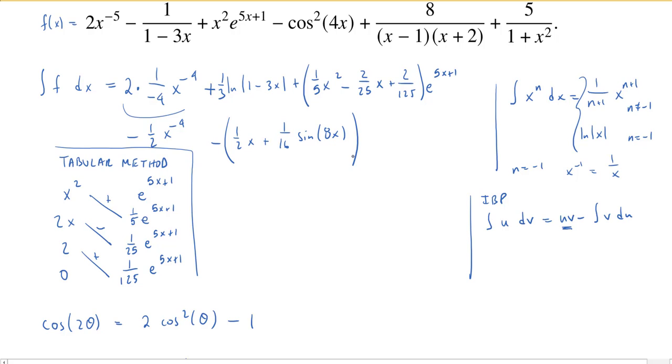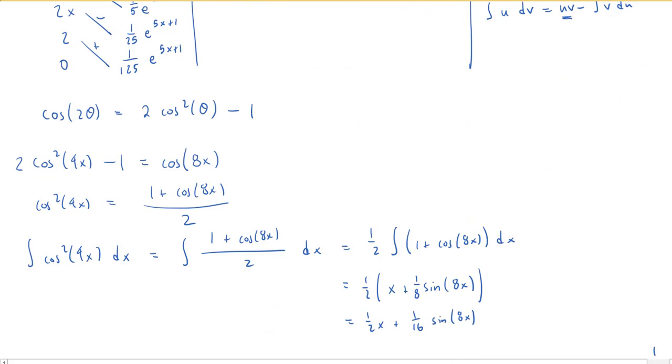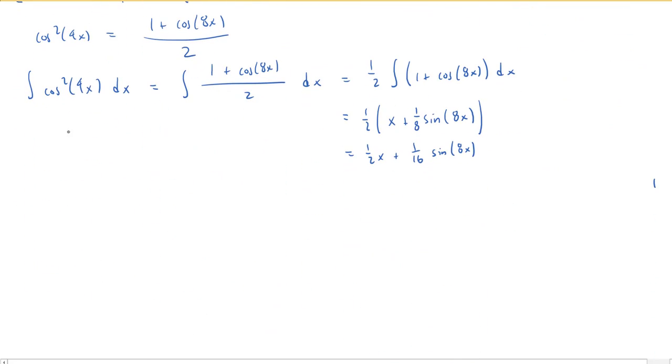Okay, now I promised we'll do it with the tabular method as well. So let's head back down. We'll try this again. So we're trying to, again, compute the antiderivative of cosine squared of 4x. And so one thing we could do is break this up with our u and our dv, right? The u could be cosine of 4x, and the dv could be cosine of 4x dx. Okay, of course we don't have to write the dx using the tabular method.